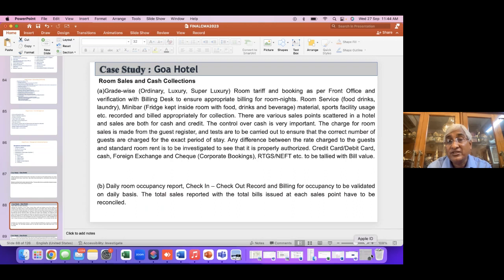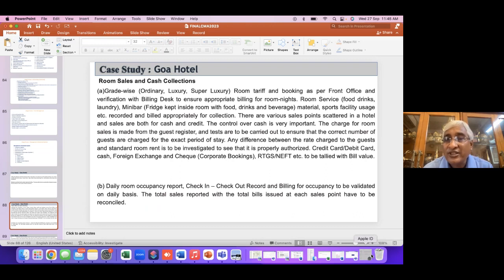Because there are a number of families, and some may select the super luxury room, some luxury, or maybe it's a package. So depending on that, the tariff schedule is made for this particular CMA club, and accordingly the charges are to be made. Then room services like food, drinks, laundry, minibar: the fridge kept inside the room with food, drinks and beverages is called the minibar. So consumption out of that minibar, sports facility usage, etc. are recorded and billed appropriately for collection, to avoid any possibility of revenue leakage.